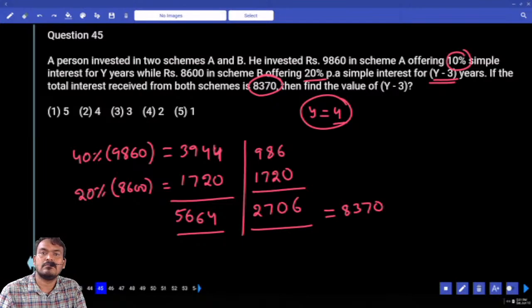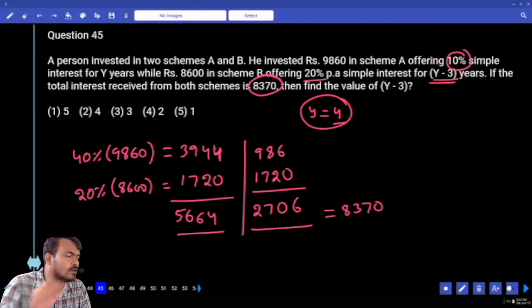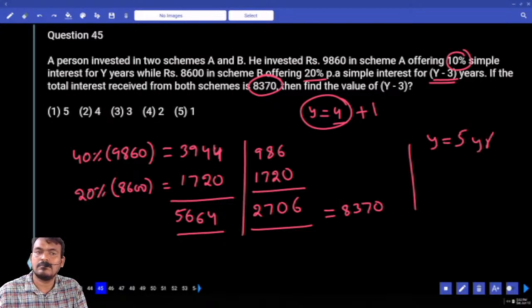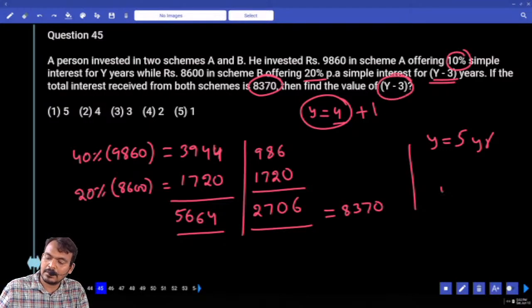8370. Means we are already assumption 4. How many years are extra taken? 1 year. Total 5 years. 4 plus 1. Y equal to how much? 5 years. Okay, what is the question here? Y minus 3 or y plus 3? Y minus 3. Answer 2.